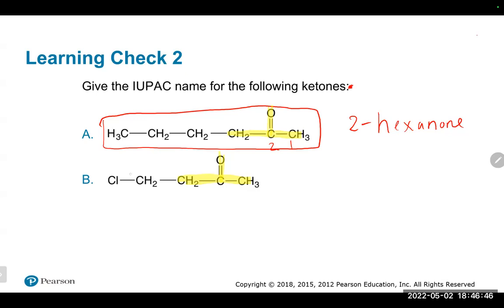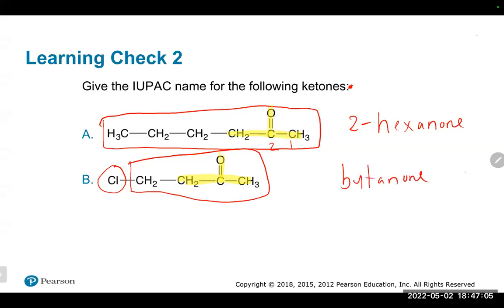Same thing here. The longest carbon chain is actually just to here, not including the chlorine. Sometimes people see the C and think carbon. So it's actually just what's in the box there, which would be 1, 2, 3, and 4 carbons. So that is going to be based off of butane, which would be butanone.